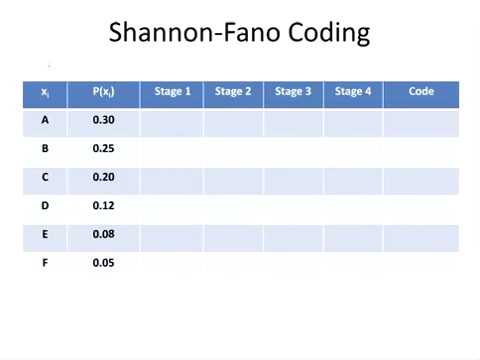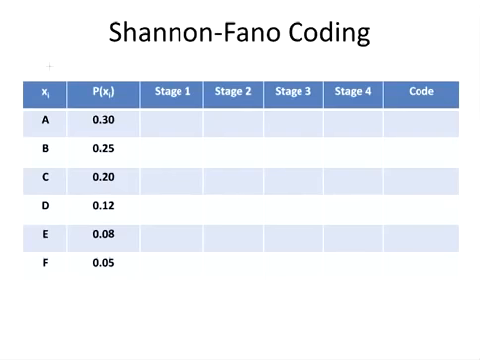What we're going to do is set it up like this. We have a column there for each of the stages we're going to go through. At each stage we're going to partition the set of symbols. Now, I have the example in front of me, so I know there's going to be 4 stages, but you wouldn't know that in advance.